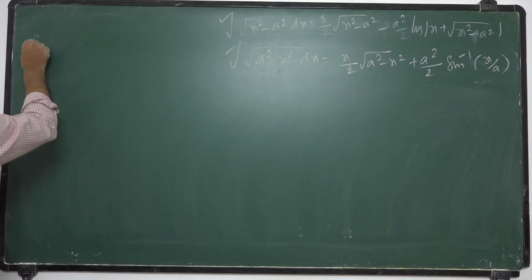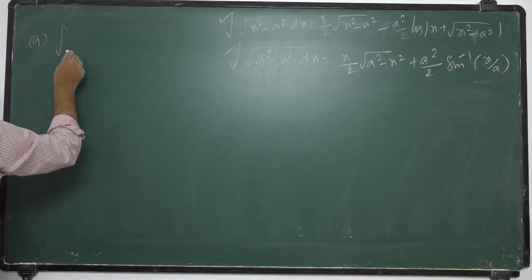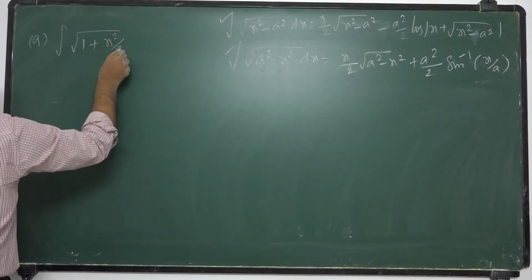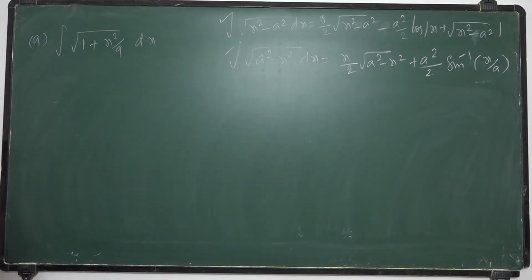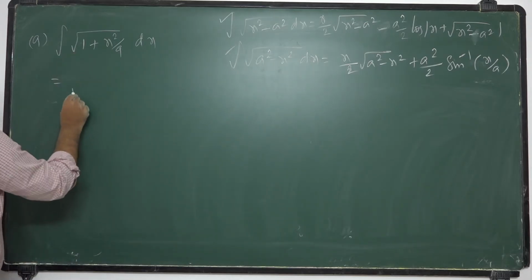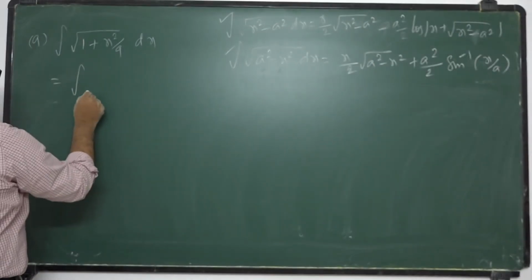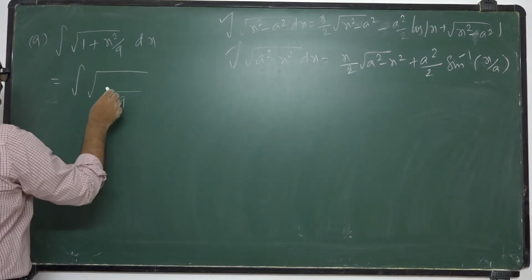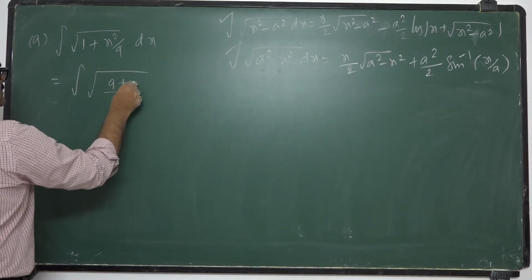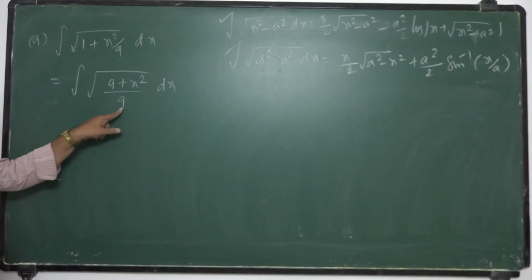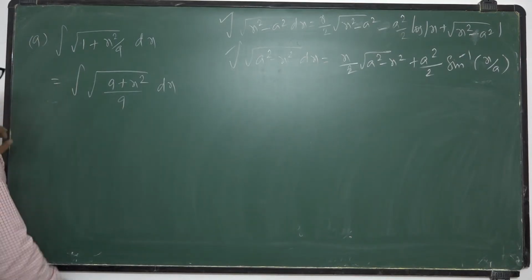Next, 9. Integral of root of 1 plus x square by 9 into dx. See here, take the LCM. What is the LCM of this? 9. In the numerator, it is 9 plus x square into dx. Root 9 is 3. That is a constant.